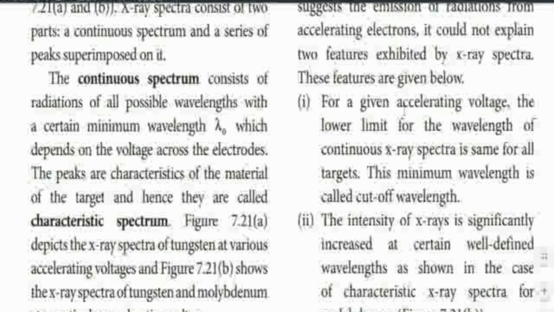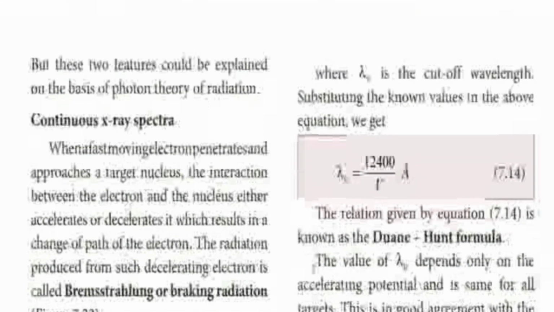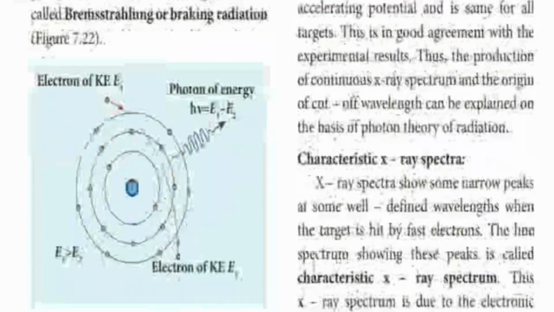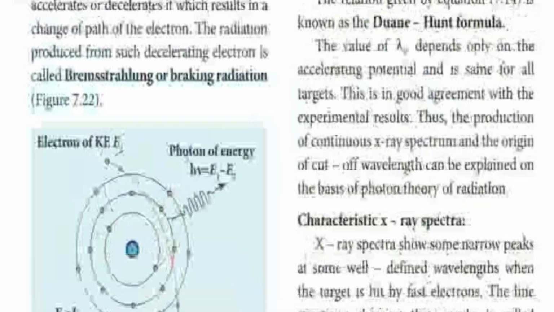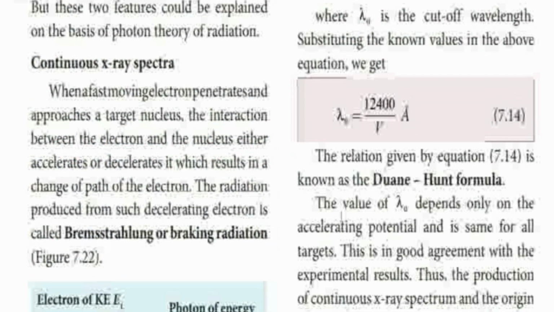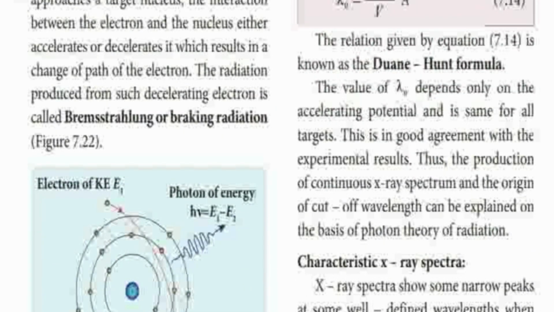One is that for a given acceleration voltage, there is a limit, so only wavelengths above that are produced. Below that, the minimum wavelength is called the cutoff wavelength. The next thing is that the intensity increased significantly at certain well-defined wavelengths, that is K alpha and K beta. That was not explained by classical physics, that is older physics. Now we can see why the continuous spectrum is produced, then why the characteristic spectra is produced.